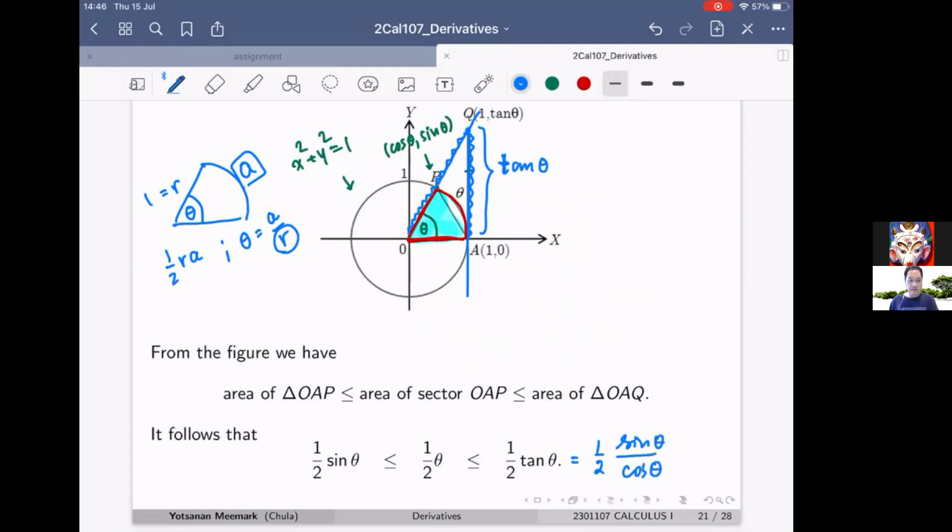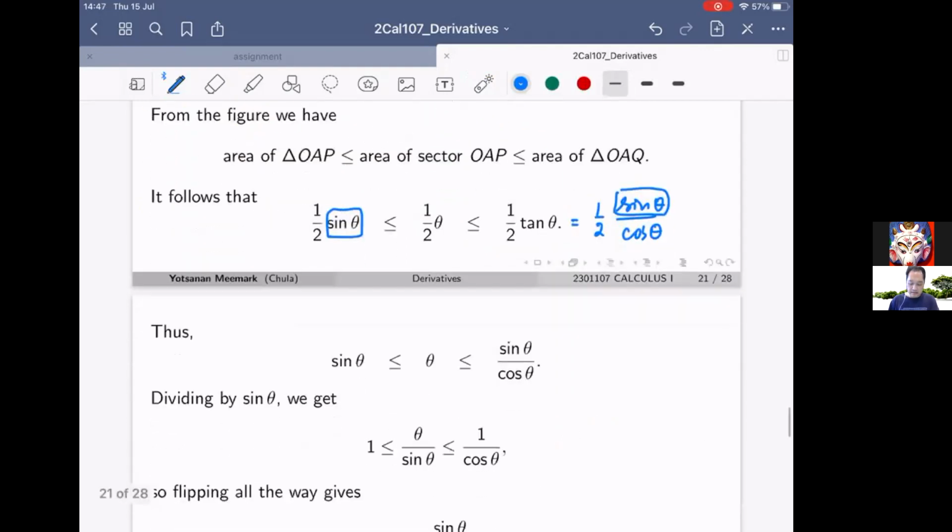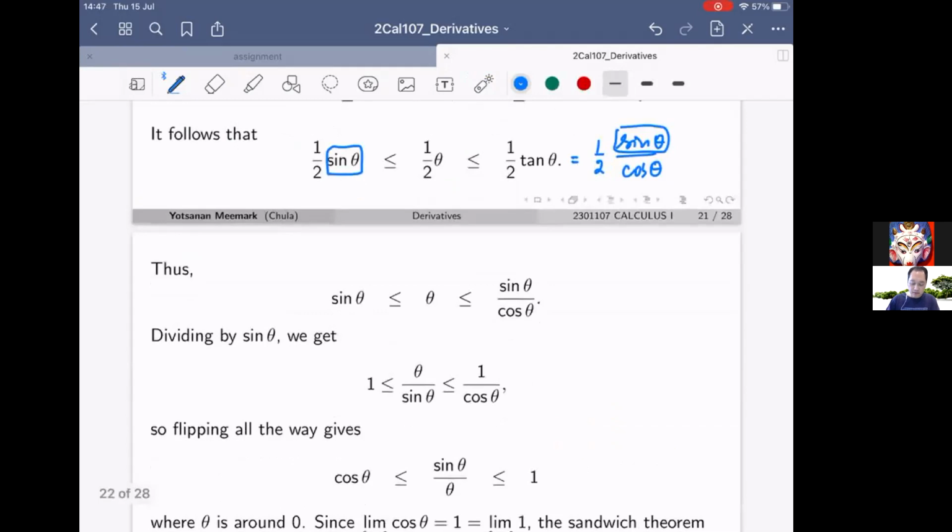So what we are going to do is try to get rid of the sine on the left end and the right end, and also the 1/2 we can cancel. After you cancel the 1/2 and divide the whole thing by sine theta, on your left hand side you get 1. On your right hand side, the sine on top is already gone, so you have 1 over cosine. And in the middle, you have theta over sine theta.